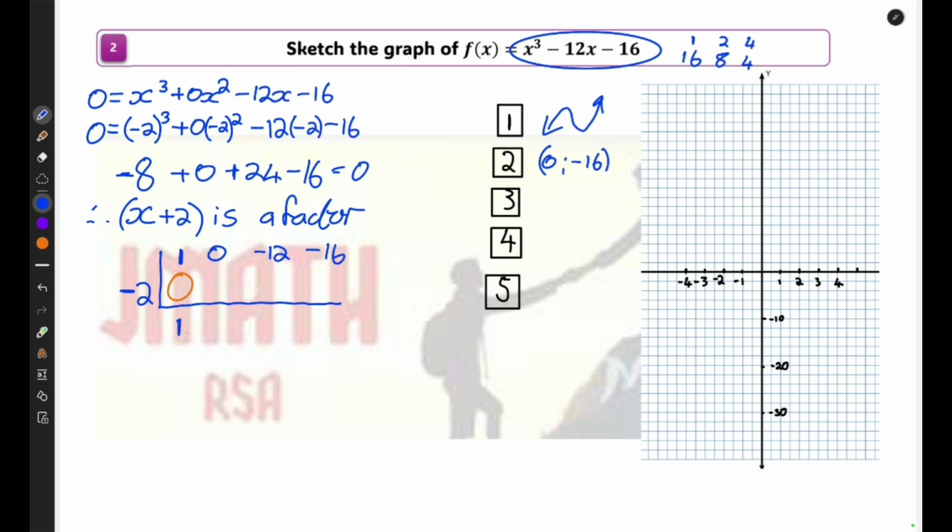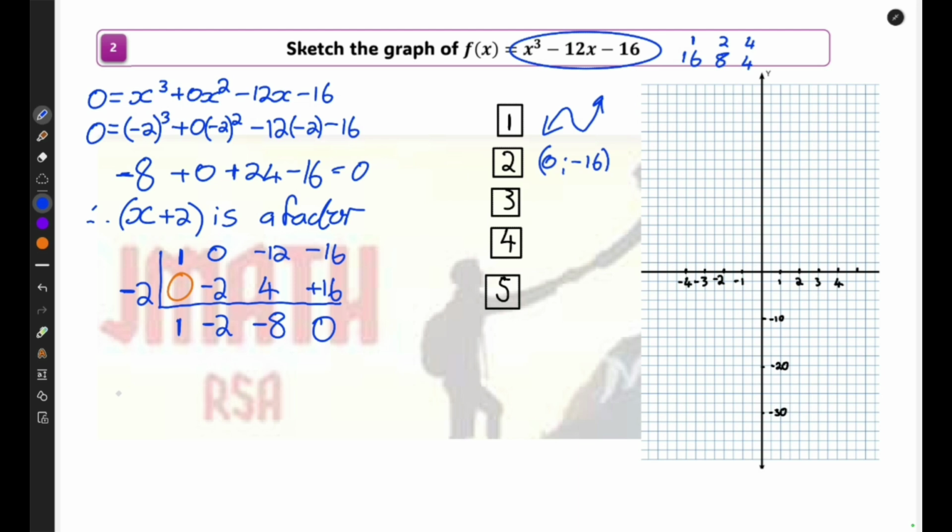1 plus 0 gives me 1. Then I'm going to multiply. Okay, so minus 2 times 1 gives me minus 2. 0 plus minus 2 gives me minus 2 again. Then I'm multiplying these two, so that gives me a 4. If I add them, that gives me minus 8. If I multiply these two, that gives me plus 16, and that does give me a 0.